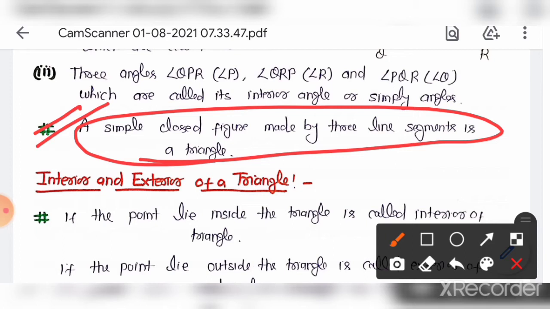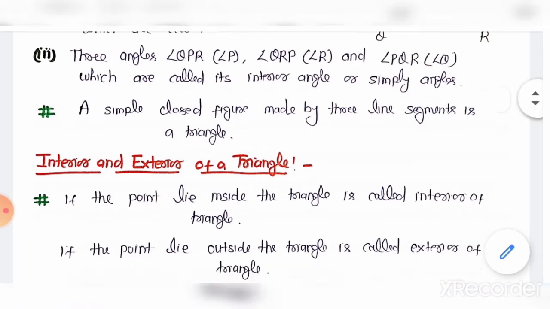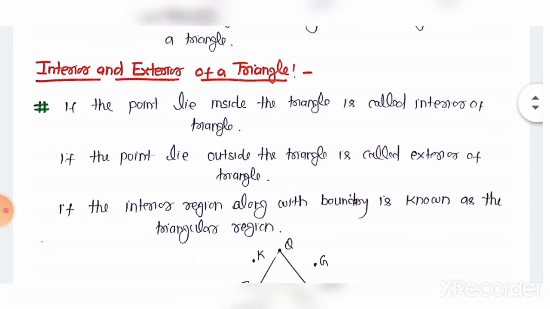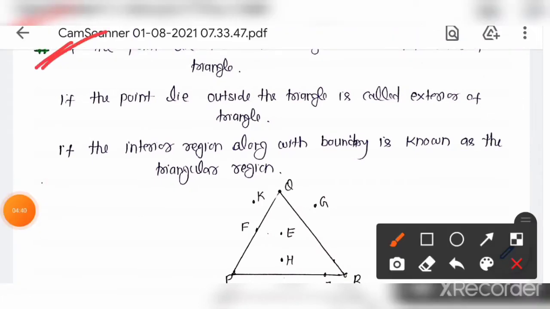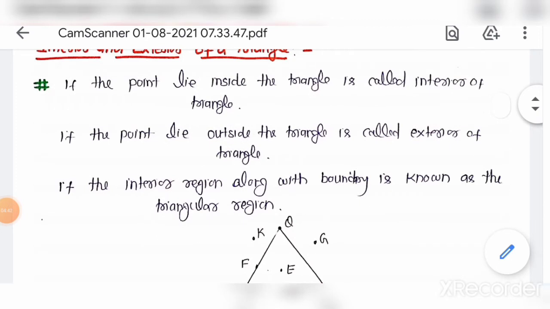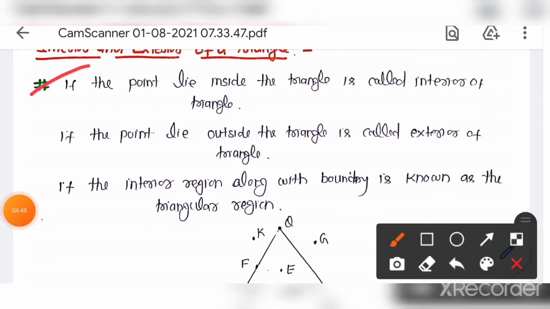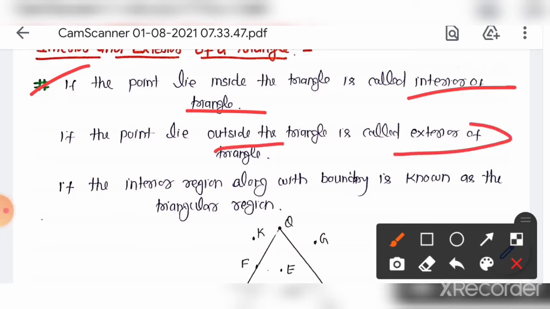The next point is the interior and the boundary of a triangle. If any point lies inside a triangle, it is called an interior point. If a point lies on the boundary of a triangle, it is called a point on the boundary. If the points lie on the outer side of a triangle, it is called the exterior of the triangle. So these are written in sequence: if points lie inside the triangle, it is the interior of the triangle; if a point lies outside the triangle, it is the exterior of the triangle.